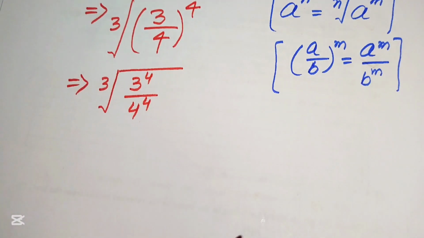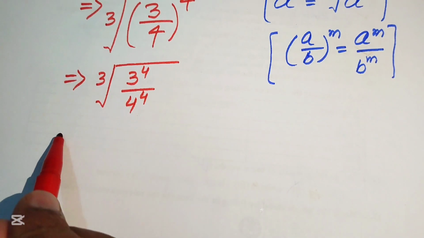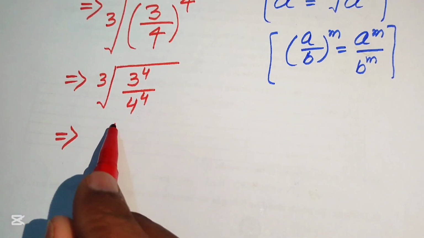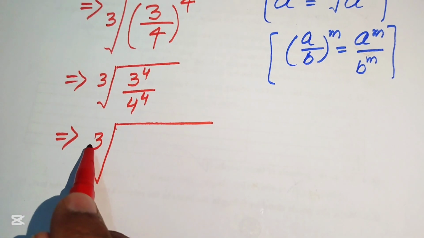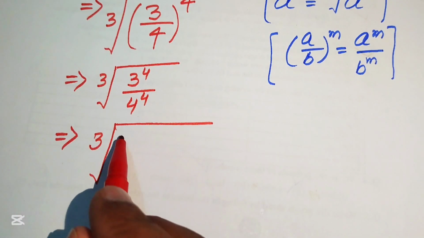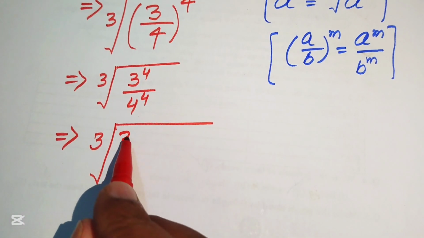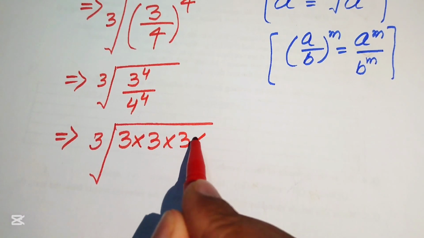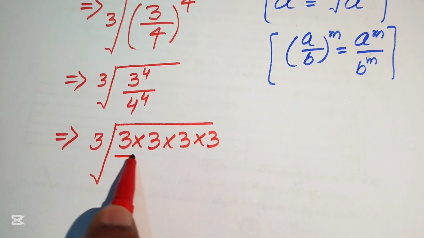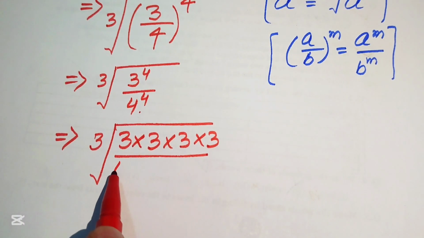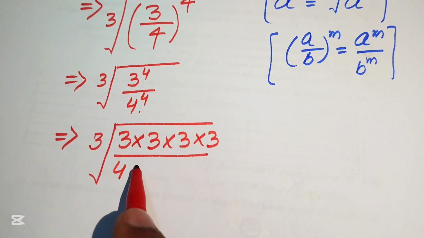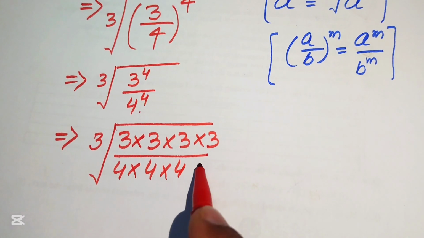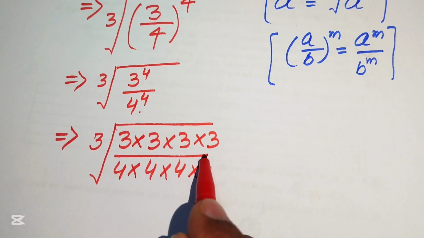Okay, so now after this step I think you already know that 3 to the power of 4 means that we will just multiply 3 by 3 4 times. Okay, we write it as 3 multiplied by 3 multiplied by 3 multiplied by 3. It is divided by 4 to the power of 4, which means that 4 is multiplied 4 times, and you get 4 times 4 times 4 times 4.